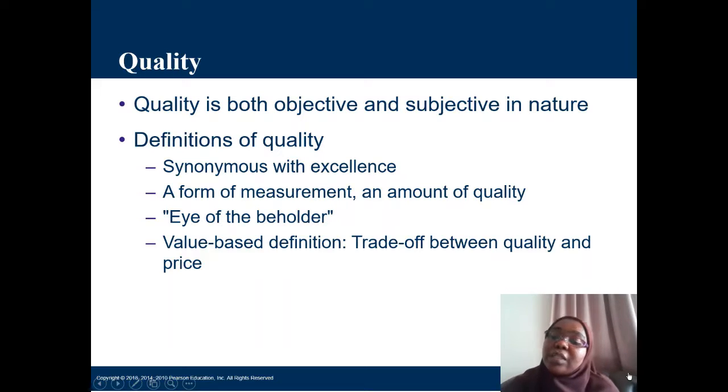For example, if you look at the airline, you are thinking of buying a first class or a business class compared to an economy class flight. You see that the differences in the price actually tell you that something is going on. And if you look at the services that are being rendered to those in the first class or the business class, you definitely know that yes, the price reflects the service that is being rendered for them. So that is an example of a trade-off between quality and price.